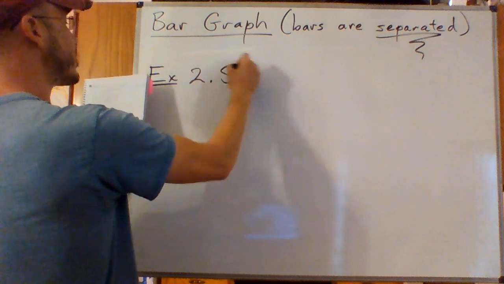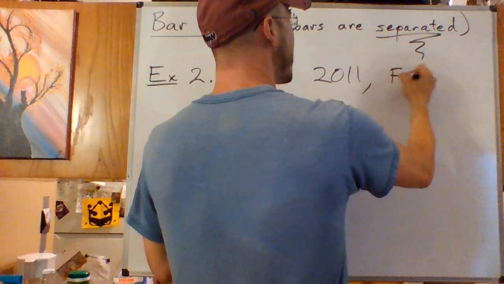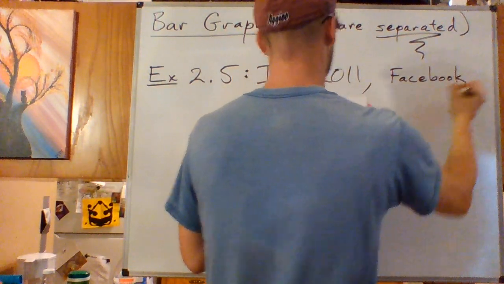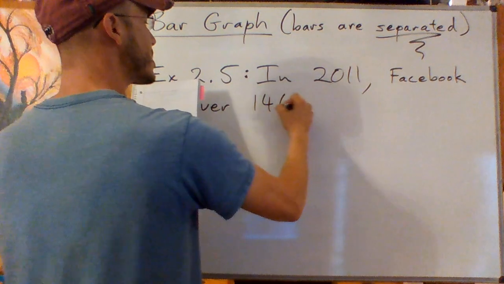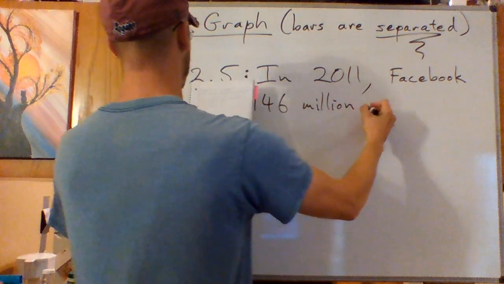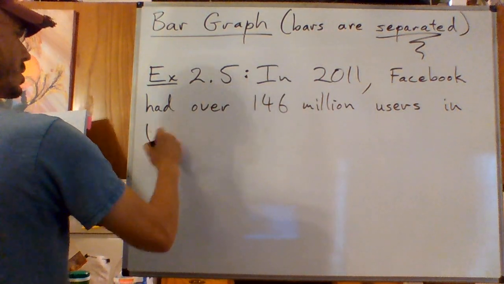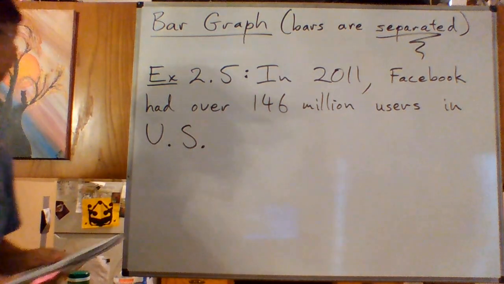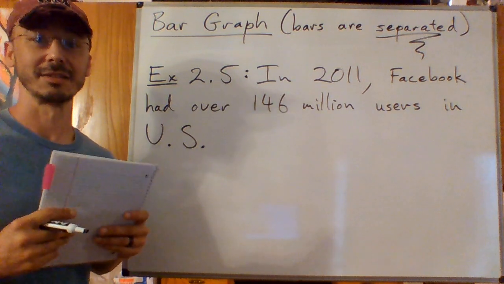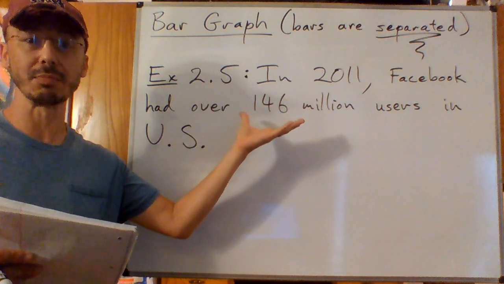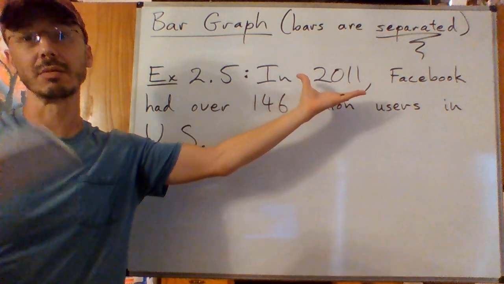In this example, which is 2.5, it says in 2011, Facebook had over 146 million users in the United States, which is a lot. There's a little over 300 million people in the country. Almost half of them were on Facebook 9 years ago.